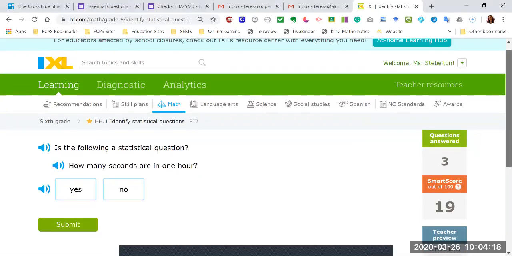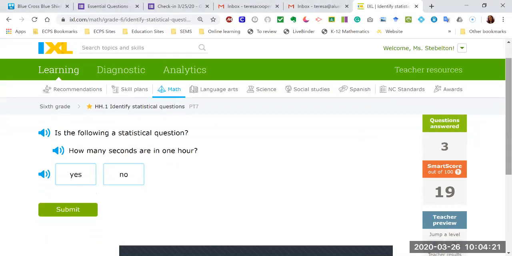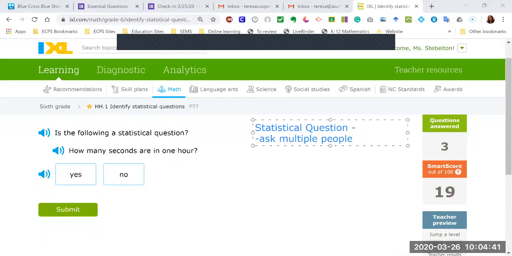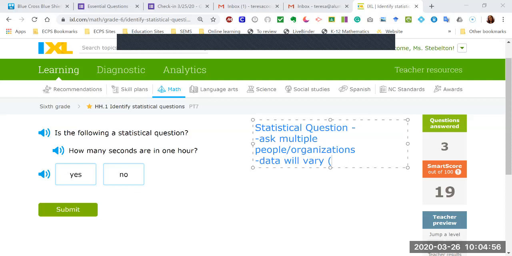One of them is to identify statistical questions. In order for a question to be a statistical question, you have to have a couple of things. First of all, if it's a statistical question, it's one that you're going to ask multiple people, organizations, whatever. It'll be something we get from multiple things. The data will vary, meaning it has more than one answer.